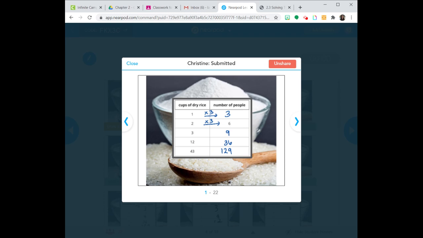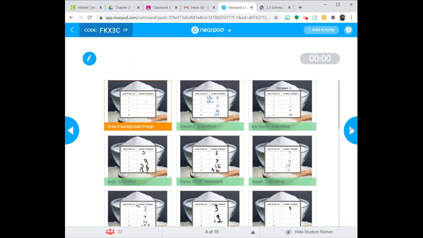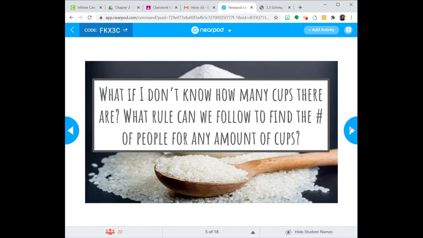So the next slide is going to ask us a question where, what if I don't know what that value is in the left? What if it's some unknown number of cups? How can I figure out a rule that I can always use to answer a problem like this? So it says, what if I don't know how many cups there are? What rule can we follow to find the number of people for any amount of cups? So think about the work that you just did in that table.